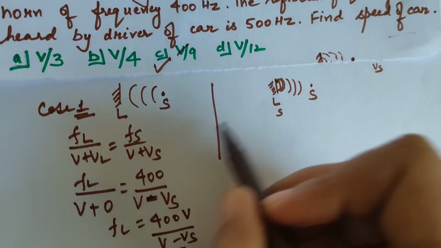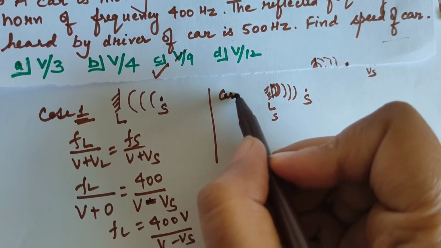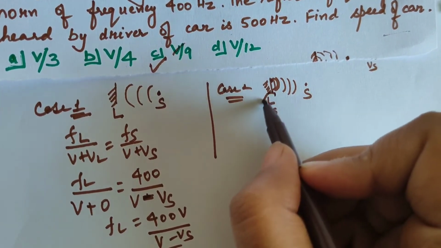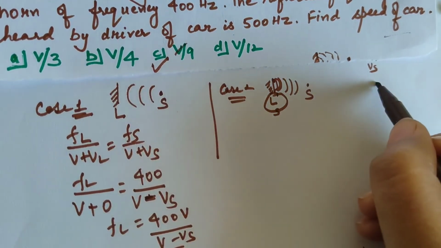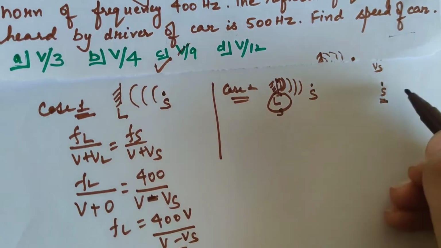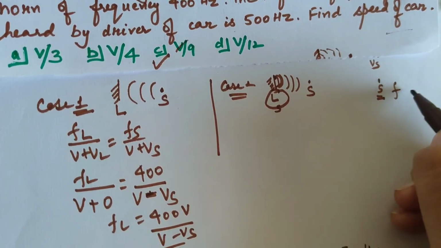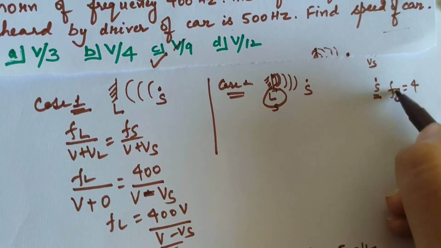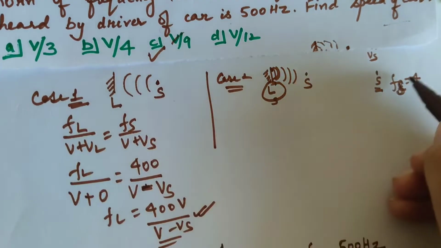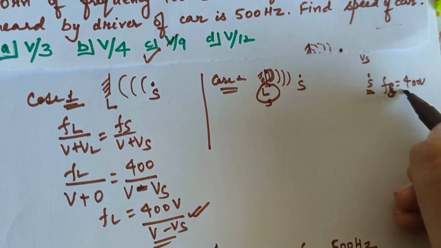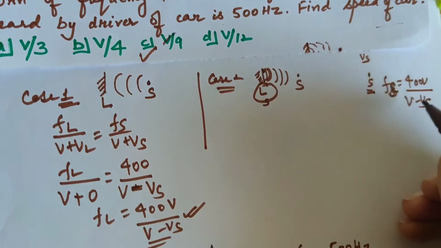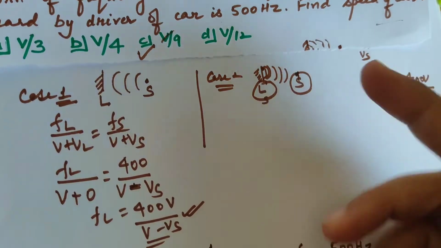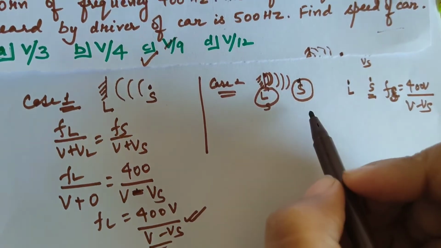Now as I told you, in the second case, case 2, your wall will reflect back waves to the source. Your wall will become now a source, okay? So this is the source and it is reflecting back the frequency with this value. This will be the source frequency, 400 V divided by (V − Vs), and your source in the first case will become a listener.